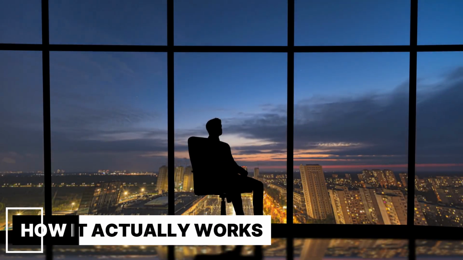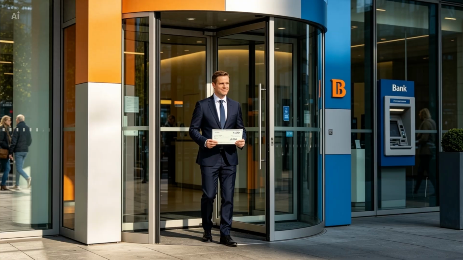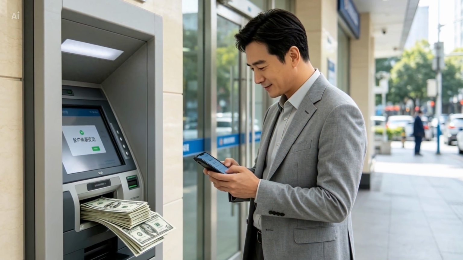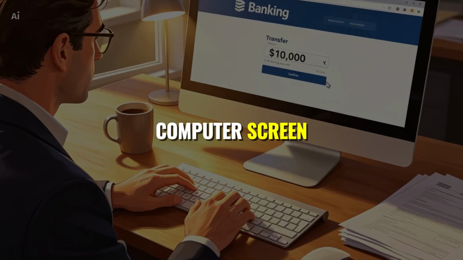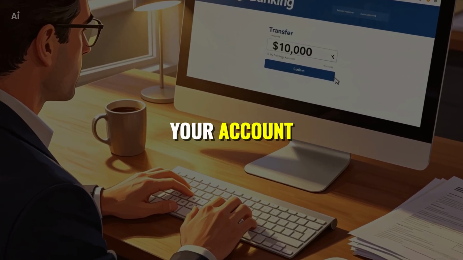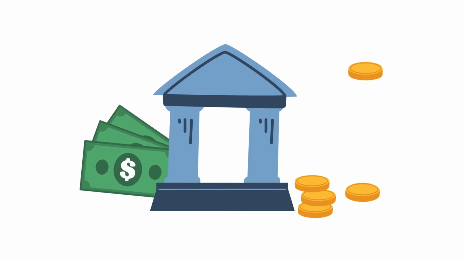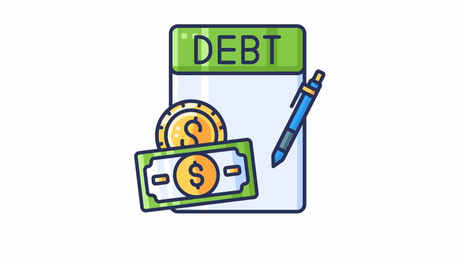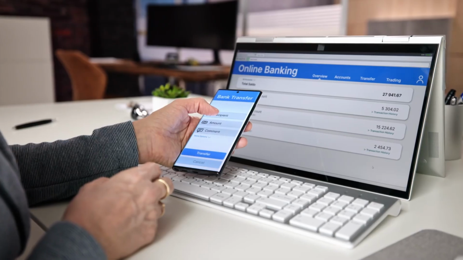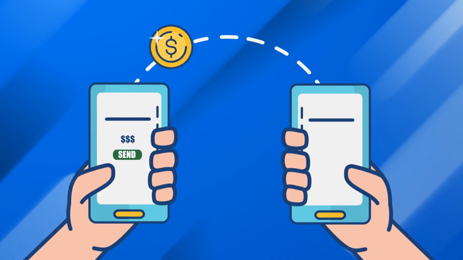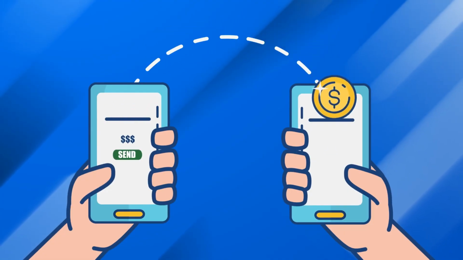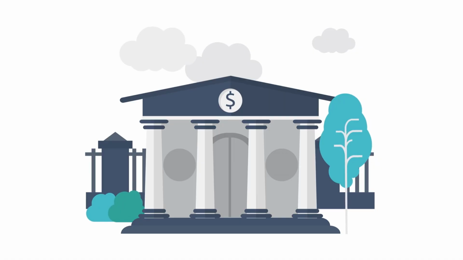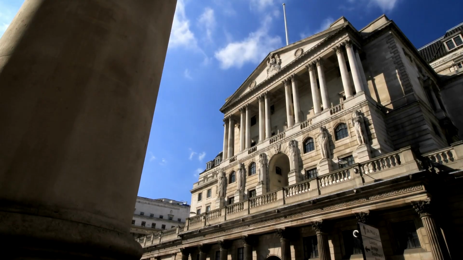How it actually works. When you walk into a bank and take out a $10,000 loan, the bank does not go to a vault, count out $10,000, and hand it to you. It opens a computer screen and types $10,000 into your account. That money did not come from existing deposits. It came from the bank's ability to create a liability, your debt, and simultaneously credit you with an asset, your new balance. The money supply of an entire economy is primarily created through this process, not by governments printing physical currency, not by central banks alone, but by commercial banks issuing loans.